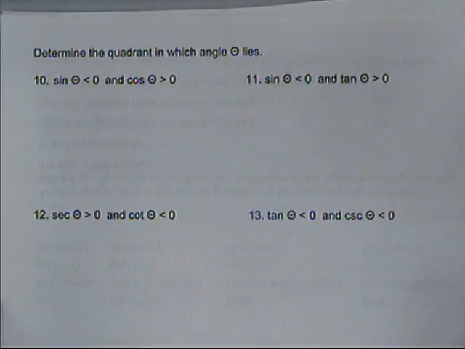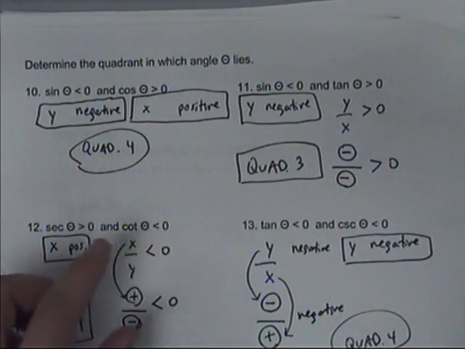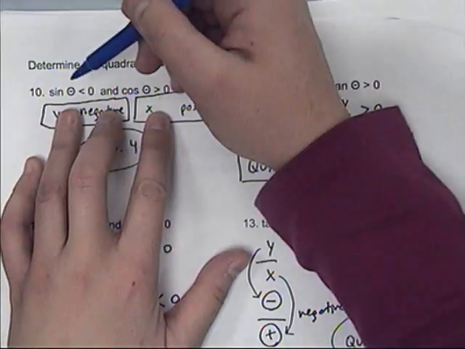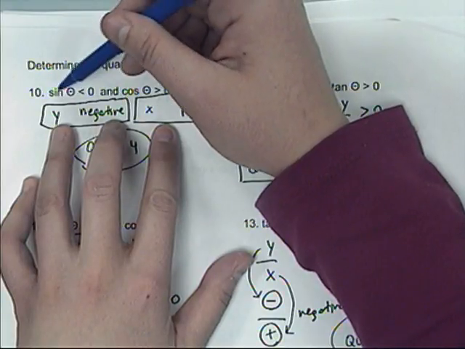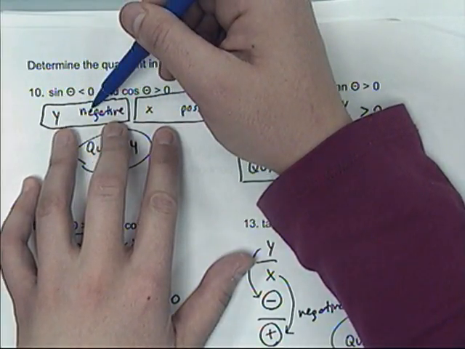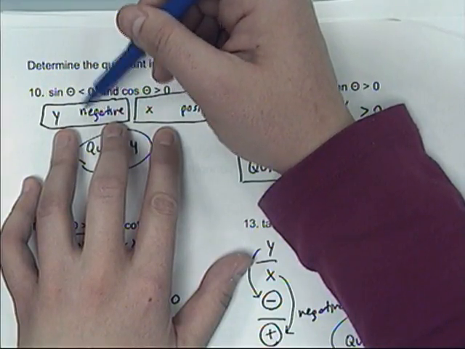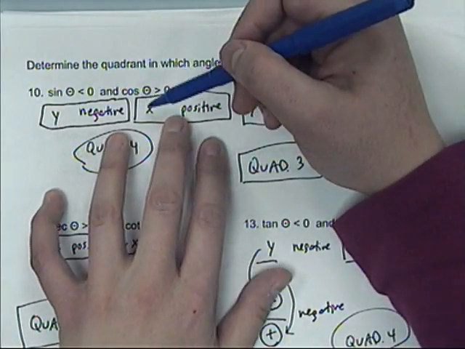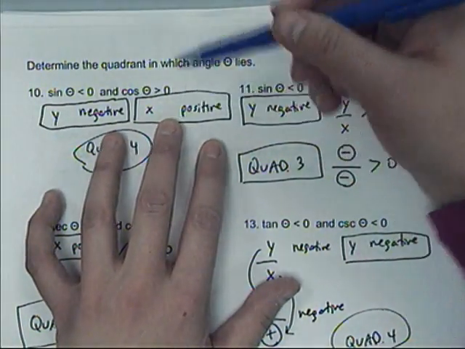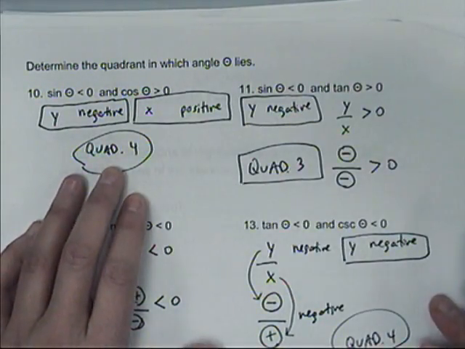Okay, now, I've only got about a minute left, so I'm just going to show you this page. It says that if sine is less than 0, that means that y is negative, because sine is y, and when you say something's less than 0, you're saying it's negative. Cosine, which is x, greater than 0 is positive. So if y is negative and x is positive, what quadrant am I in? I'm in quadrant 4.